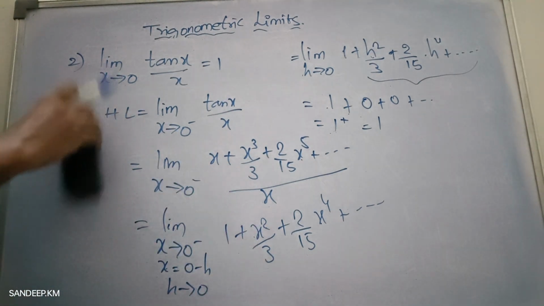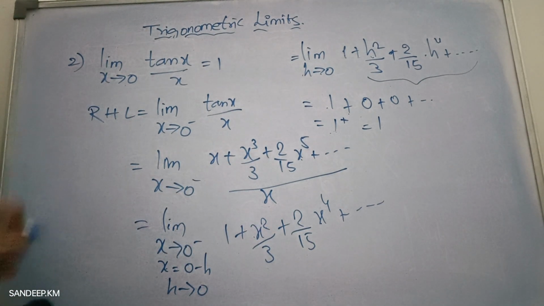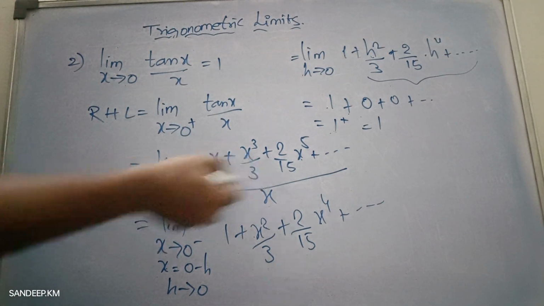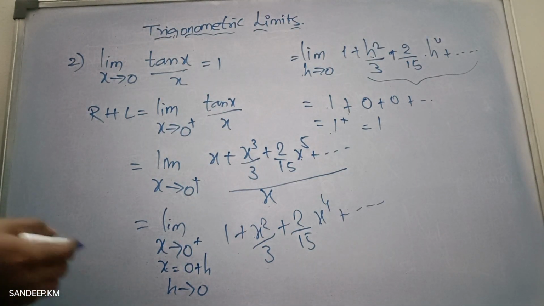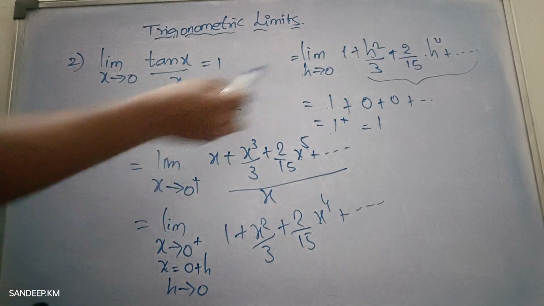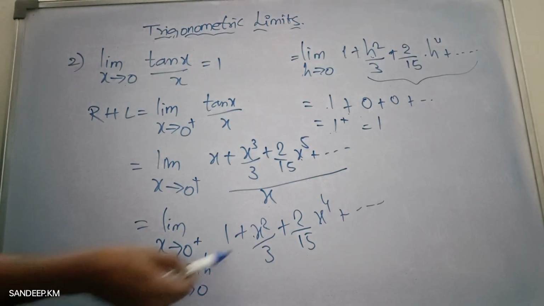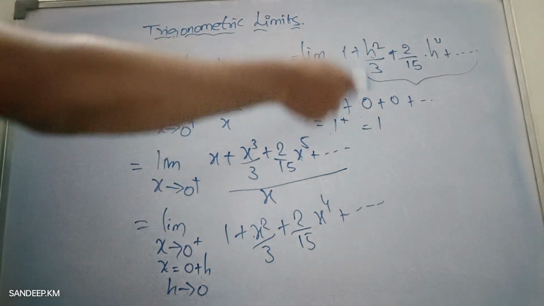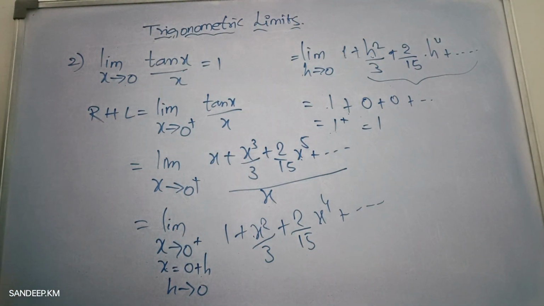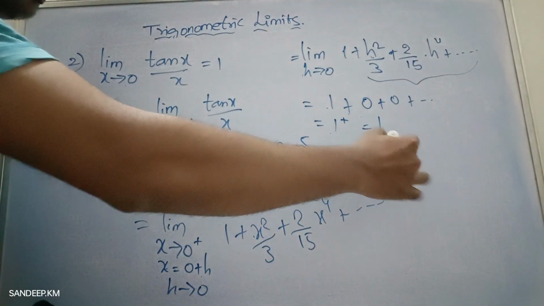Here itself we can find RHL, right? Same way, the right hand limit is x approaches 0 plus tan x by x, same function. Here 0 plus means we will write x is equal to 0 plus h. Same function, and instead of x, we will substitute plus h, h square, h power 4 and so on. And finally, the same answer will come. So RHL is also 1 plus only. LHL is 1 plus.